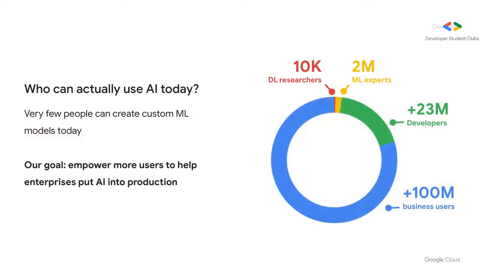This is a brief diagrammatic visualization of the data. We got this data from EvansData. You can see we have more than 23 million software developers across the world. We have more than 100 million business users who are consuming the outputs of these technical systems. But if we consider Kaggle or CrowdAnalytix or some other open source platforms, we do not have more than 2 or 3 million machine learning experts. And when we talk about deep learning researchers, we have a very handful of them, hardly 10,000 or 20,000. So you can see that very limited people are currently using it, and not everybody can build a custom machine learning model. So our goal is to empower more users to bring enterprise-level AI into production, as well as democratize machine learning so that everybody can use it, irrespective of technical or business audience.